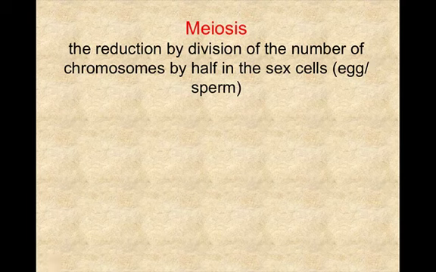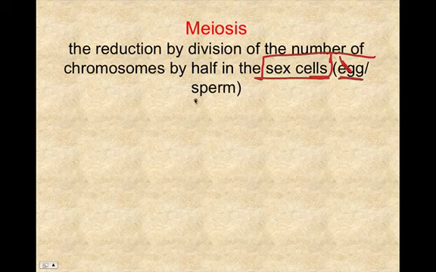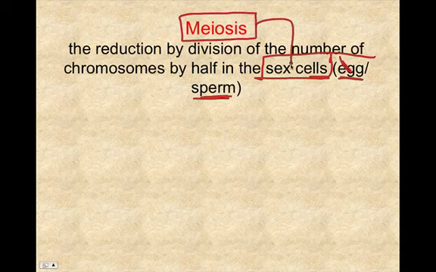Meiosis is the reduction by division of the number of chromosomes by half in the sex cells. And meiosis only refers to these sex cells, which is the egg or the sperm. So meiosis only applies to the sex cells. Mitosis, on the other hand, is for the body cells.